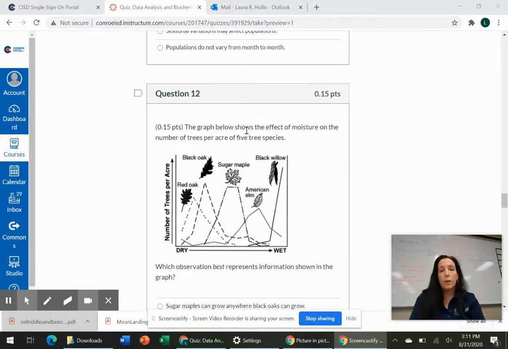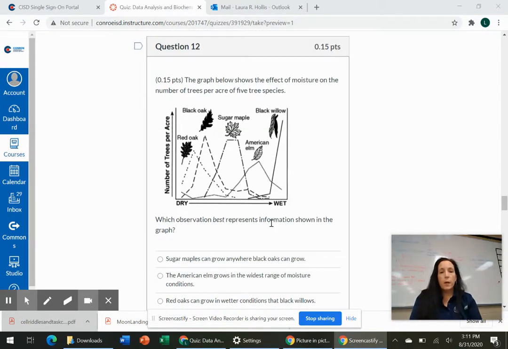Okay, question 12. The graph below shows the effect of moisture on the number of trees per acre in 5 tree species. So down here it says dry and wet. You always want to look at your X and Y axis when you're trying to figure out data, especially on a graph like this. So it's the red oaks and the black oaks tend to do better in drier seasons, and in more medium seasons, it looks like sugar maple does well. And in wet seasons, American elm and black willow seem to do well. So number of trees per acre. So if it's a higher increase, then that's the number. That's a good thing. That means more of them.